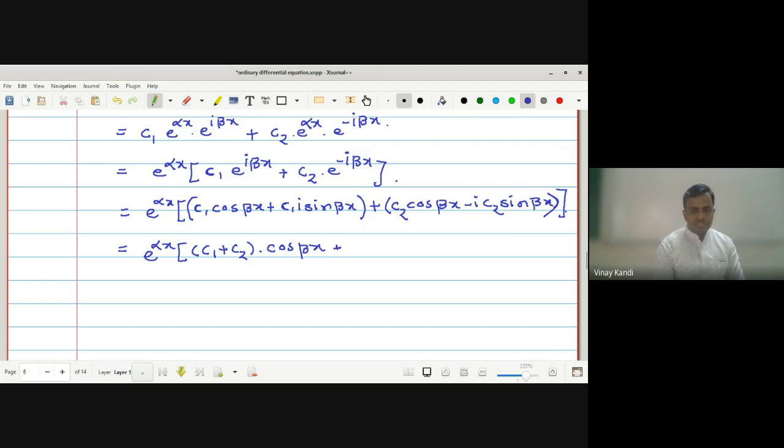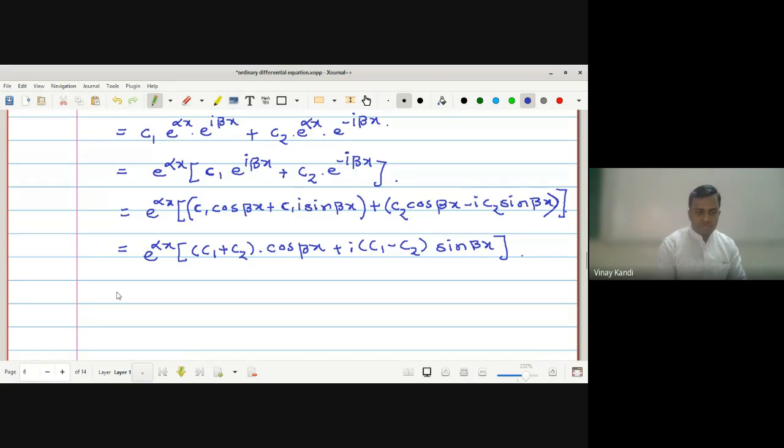Plus i into C1 minus C2 sin beta x. Solved it, but did nothing to it. Okay, any doubt? No, sir.